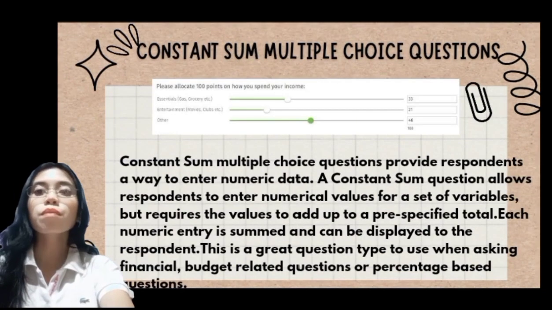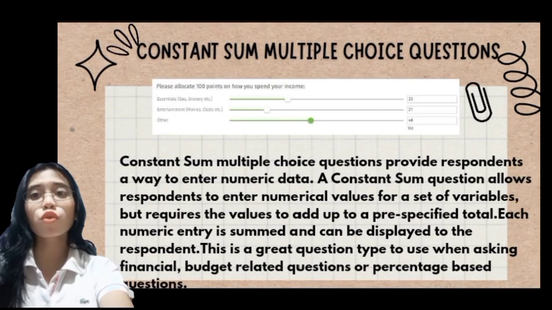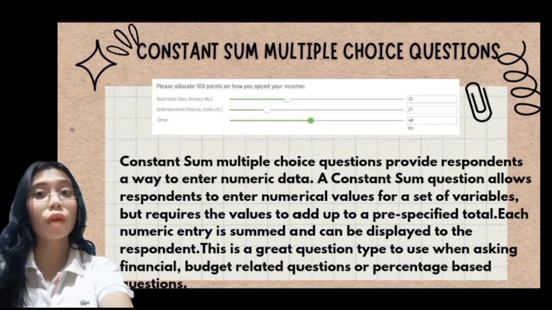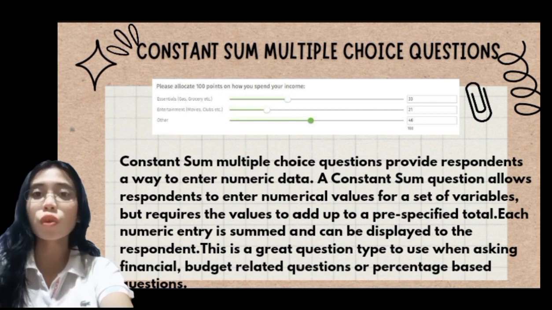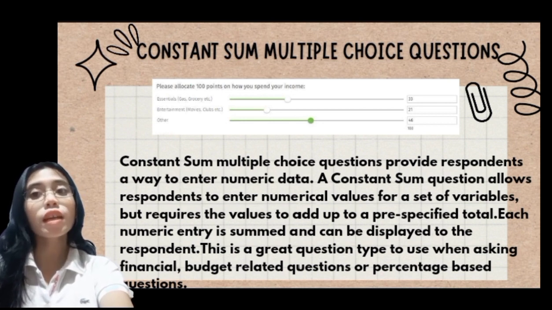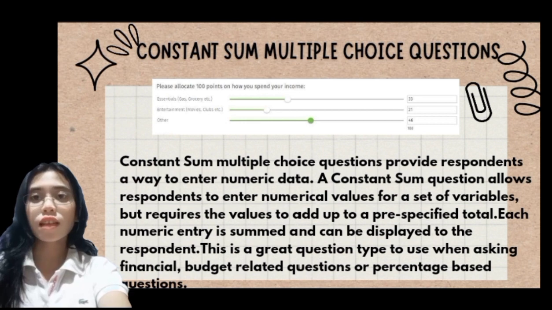Next, constant sum multiple choice question. Constant sum multiple choice questions provide respondents a way to enter numeric data. A constant sum question allows respondents to enter numerical values for a set of variables, but requires the values to add up to a pre-specified total. Each numeric entry is summed and can be displayed to the respondent.